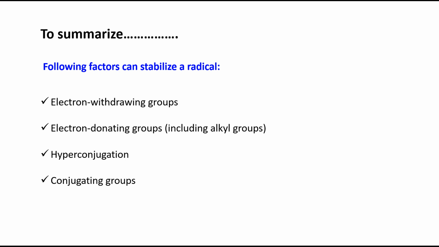So all these are basically electronic factors. But remember, steric hindrance also can stabilize free radicals. Okay. So that's all about stability of free radicals.